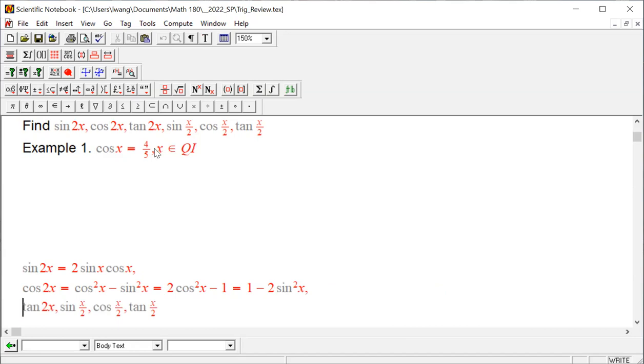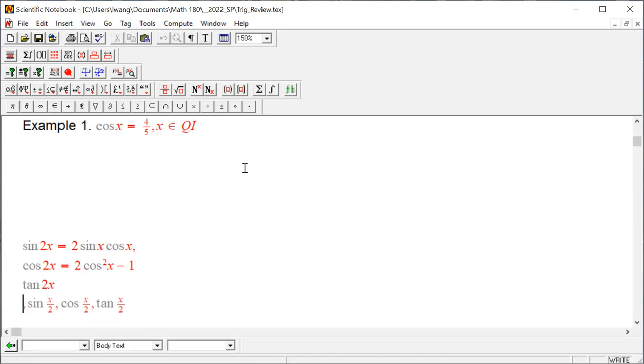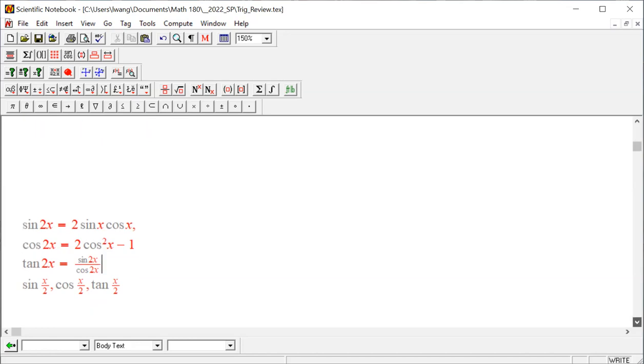Since we have cosine x equals 4/5, naturally we're going to choose the second formula. It's just plugging in. And tangent 2x is going to be sine of 2x over cosine of 2x. So once we find sine 2x and cosine 2x, finding tangent 2x is just a matter of plugging in the numbers from what we got from the earlier operation.